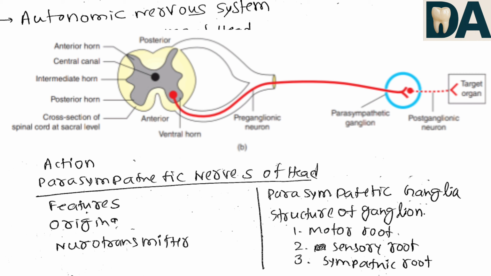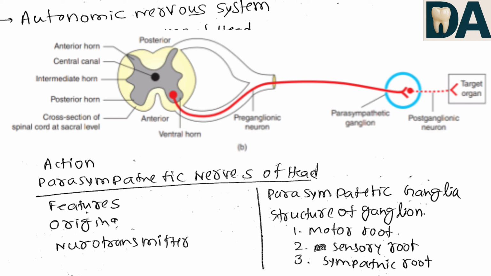Characteristic features: the parasympathetic system exerts its effect predominantly during non-emergency situations such as digestion and rest. In general, its function opposes the action of the sympathetic system. Origin: the parasympathetic fibers arise from a source called the craniosacral outflow.